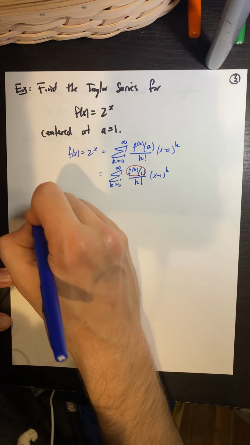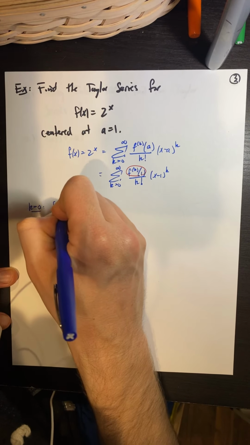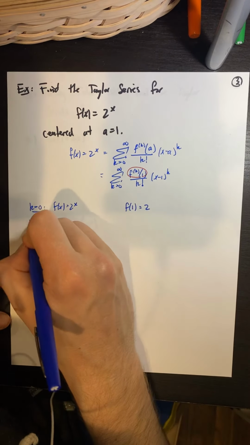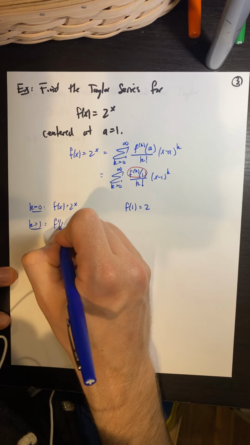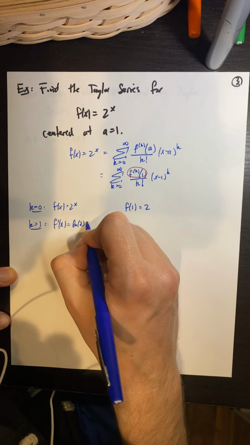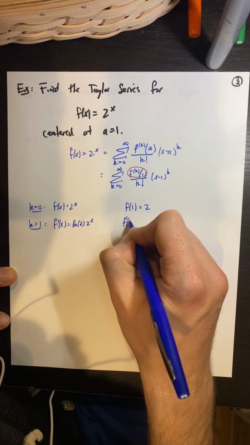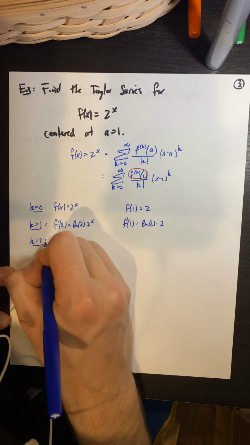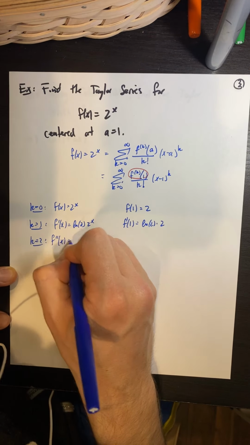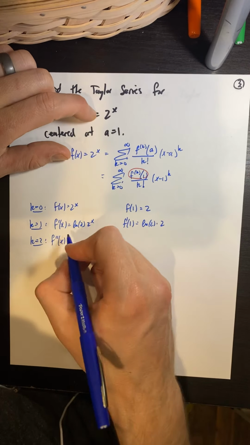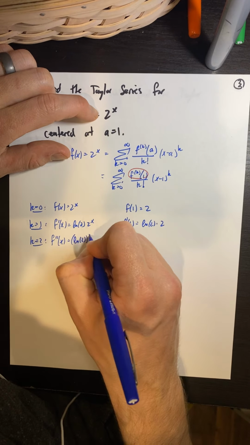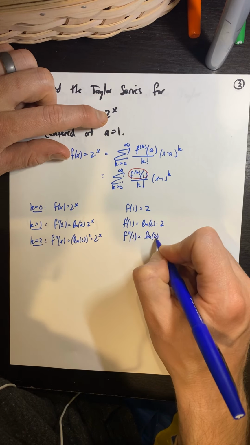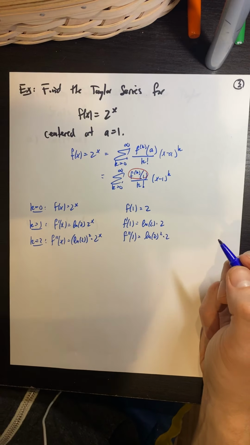So the same old thing. When k equals 0, I just get f of x equals 2 to the x. So f of 1 would be 2. When k equals 1, now what's the derivative of this? Well, it's ln of 2 times 2 to the x. So f prime of 1 would be ln of 2 times 2. When k equals 2, f double prime of x would equal ln of 2 squared times 2 to the x. And so the second derivative at 1 would be ln of 2 squared times 2.